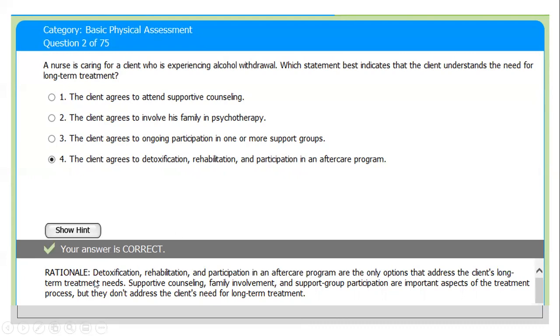The rationale says detoxification, rehabilitation, and participation in an aftercare program are the only options that address the client's long-term treatment needs. Supportive counseling, family involvement, and support group participation are important aspects of the treatment process, but they do not address the client's need for long-term treatment.